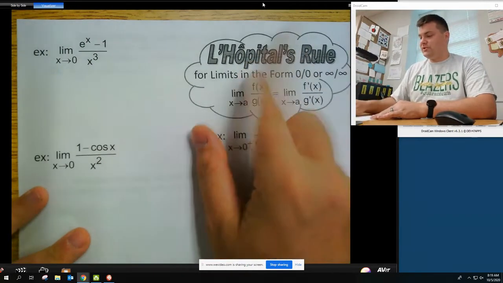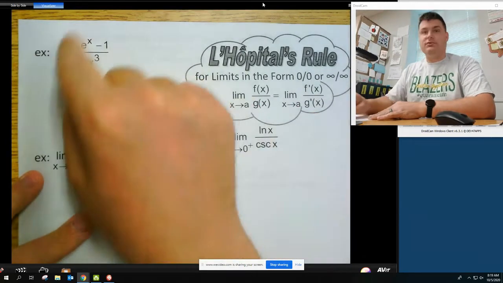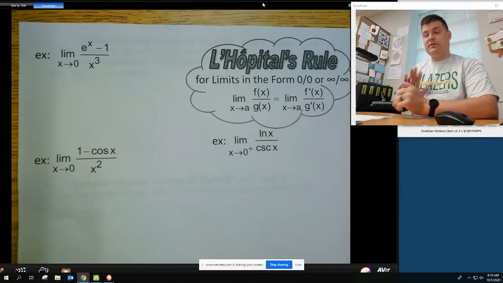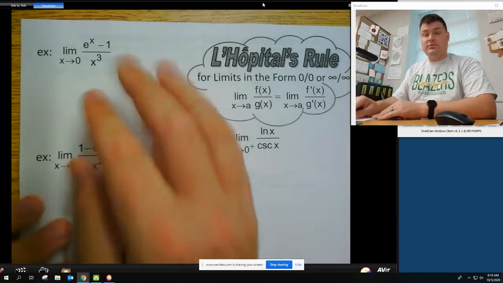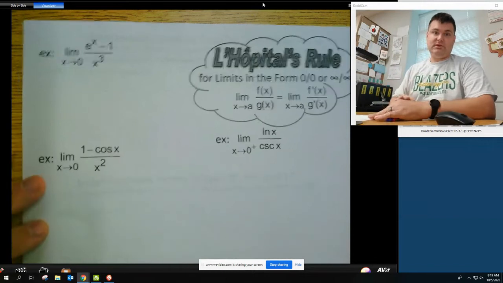So what we're going to do is we have to take the derivative of the top, the derivative of the bottom. This is not quotient rule. This is taking the derivative of 2 separate things. Okay, so don't get confused with that. And then plugging in the 0 to see if it works. If it doesn't work again, then you would just keep taking the derivative until eventually that we can.